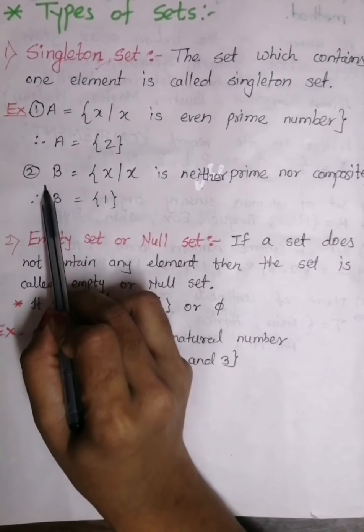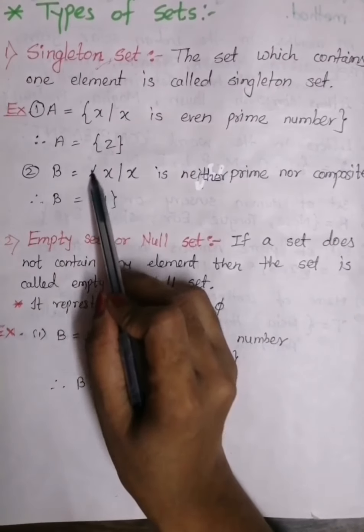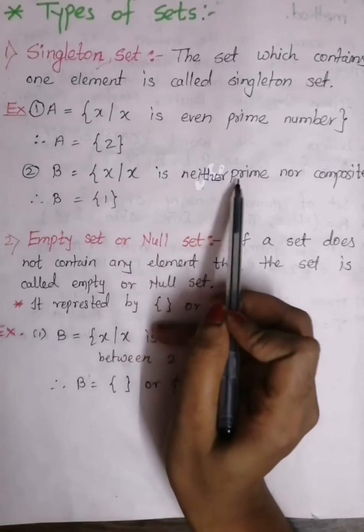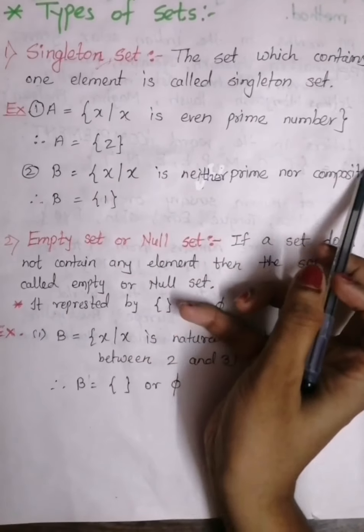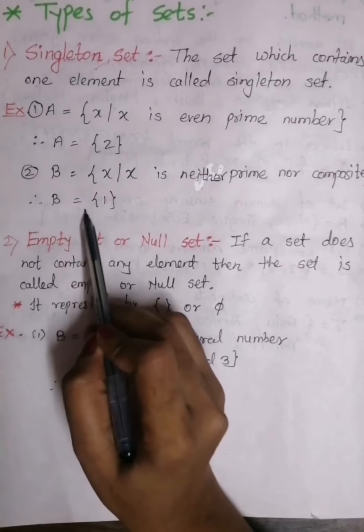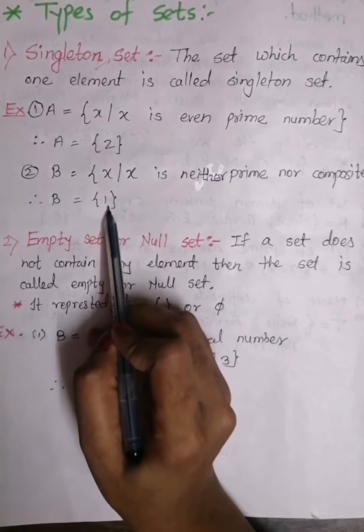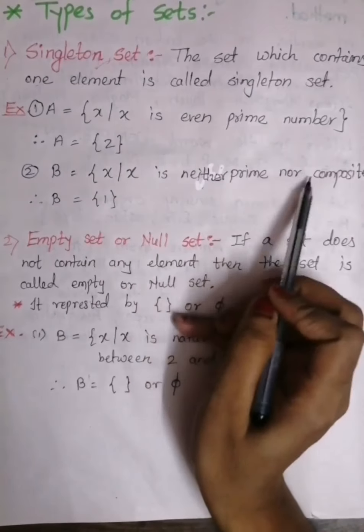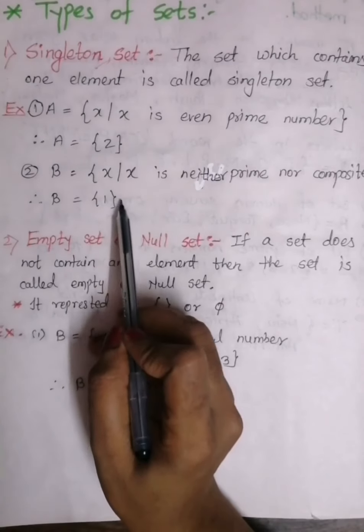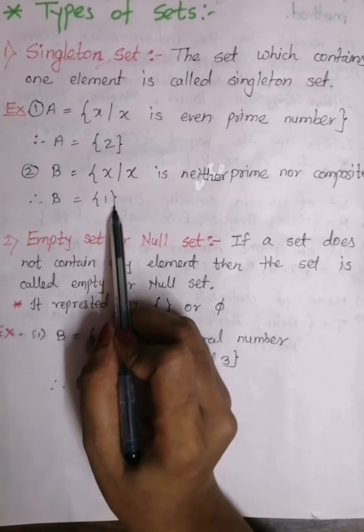Come to the second set, B equals to, open the curly bracket, x such that x is neither prime nor composite, close the curly bracket. So set B equals {1}. 1 is that number which is neither prime nor composite. So the answer is the singleton set {1}. Now clear, all of you?